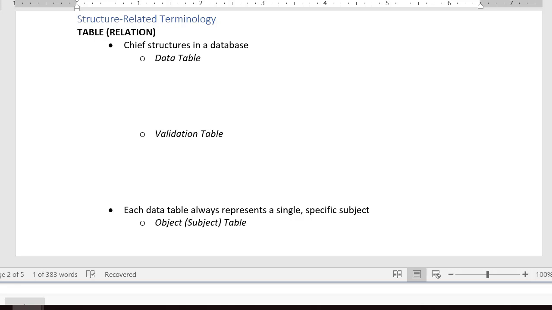So it might represent static things that don't change very often, like city names, product categories, etc. So you might have maybe zip codes. You might have a validation table that has zip codes in it that represent different cities and states. And so when you have the user enter data in the data table or form, you might want to validate that form. Does that zip code match up with the city they entered?